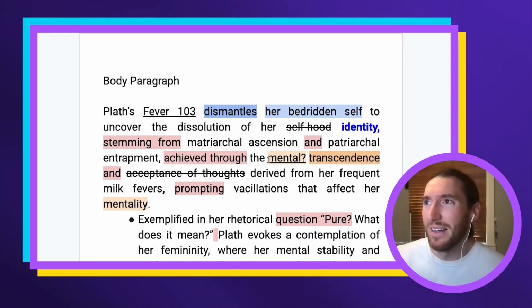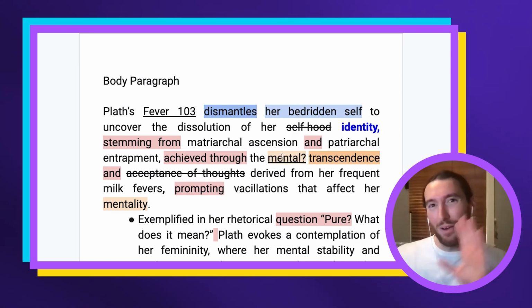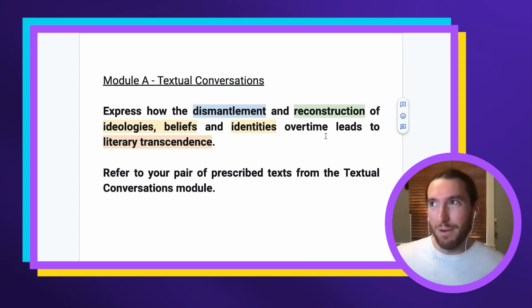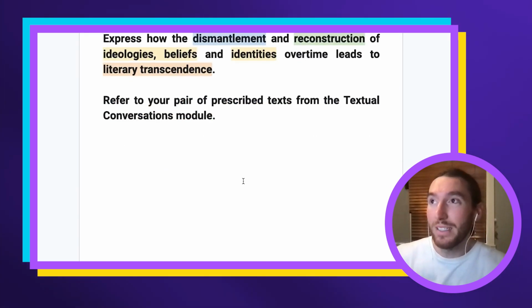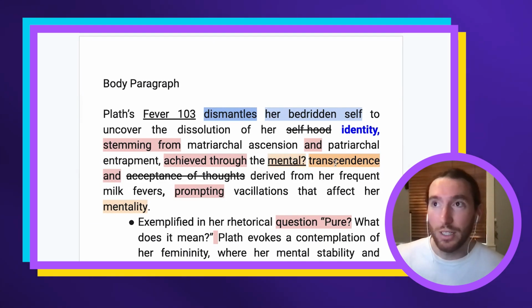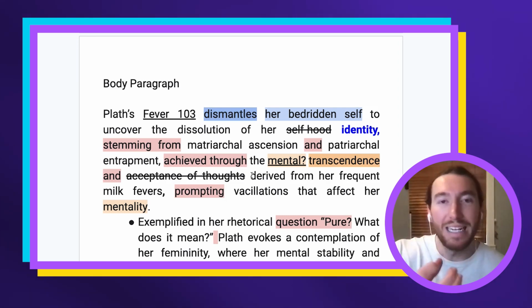We're actually using it to say a mental transcendence of Plath. And it just seems like that's going away from what the question meant when it said how dismantlement and reconstruction of identities leads to literary transcendence. If transcendence was used here to actually say, look, it's transcending beyond her own work, or she's trying to elevate her message so that it extends beyond her immediate context or something like that, then yes, you could do that. But it's tricky to use it up front here anyway, because we haven't brought Hughes into the equation yet.